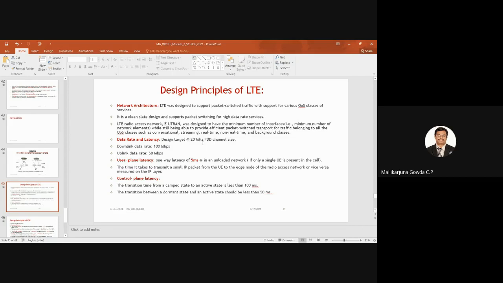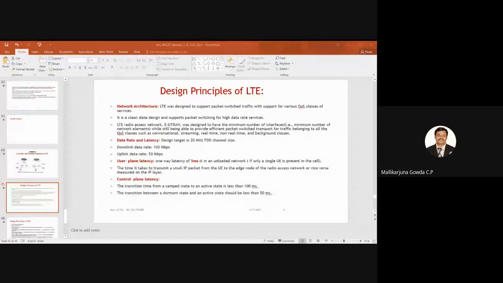As I said, LTE supports different bandwidths, so for different bandwidths, the data rate will change. I told you about the data rate target. Then latency. I hope you all know what latency is. Can anyone say what latency is? Yes, my dear students, is it possible to say from your end what you mean by latency? No one can say what latency is.